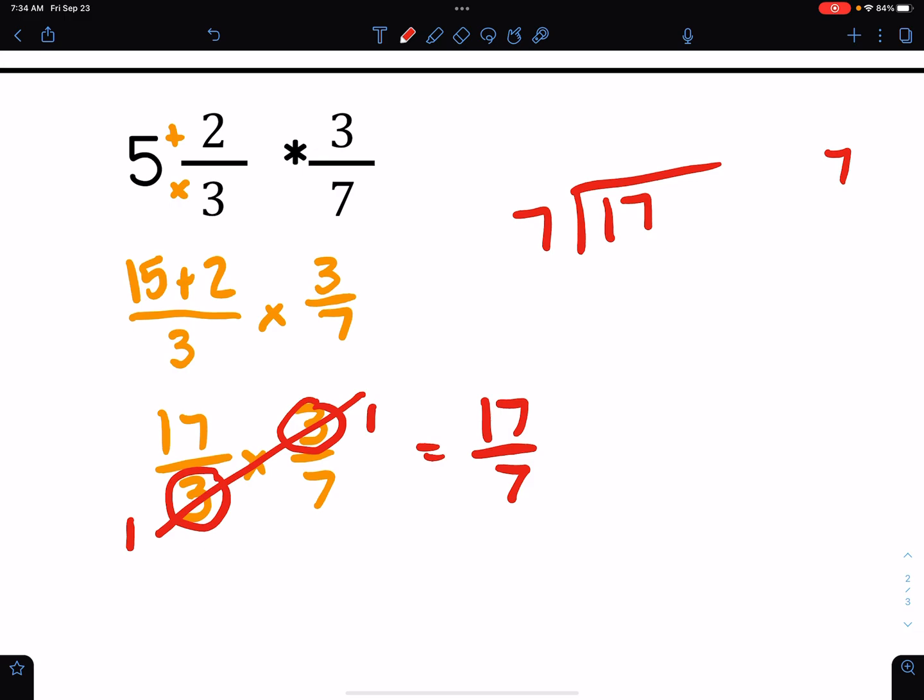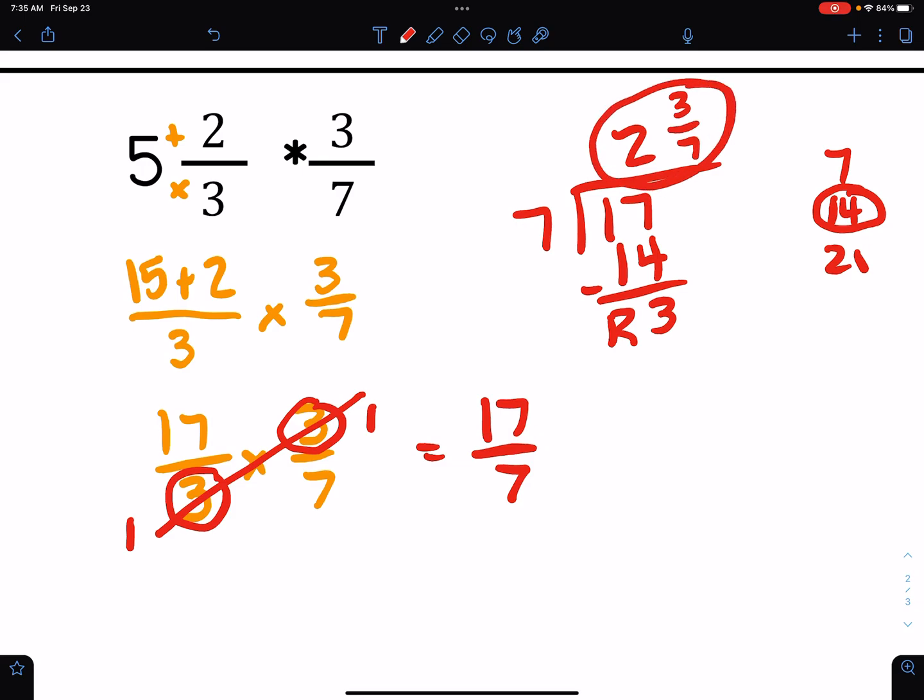17 divided by 7: 7, 14, 21. So it took 2. Okay, so that will be 14. I'm going to subtract. Our remainder is 3, and the 3 goes on top of the 7. So this is our final answer for that one.